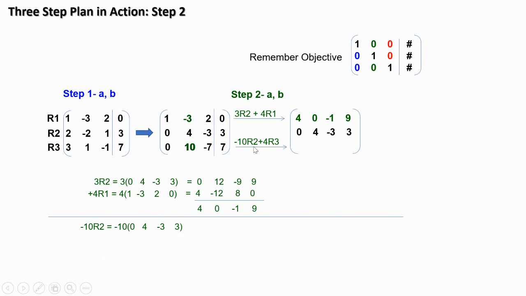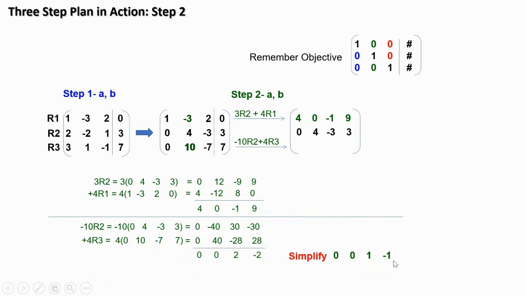And now repeat the process for the bottom one. Negative 10 times row 2 will give me 0, negative 40, 30, and negative 30. Plus 4 times row 3 will give me 0, 40, negative 28, and 28. So here, guys, is where we're going to simplify, because I want to make that a 1. So we divide everything by 2, and it's going to give us 0, 0, 1, negative 1, and that's my new row 3. You see, guys, I'm done with step 2.